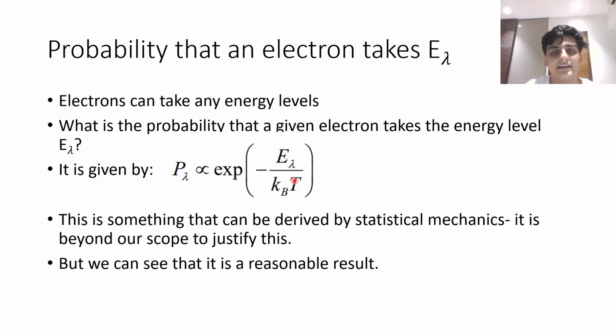Whereas if you increase the temperature, then for a given energy, the likelihood increases. Supposing my E lambda is the third excited state, for example, then the likelihood that my electron takes that third excited state increases with temperature. That means for a given higher energy, if I increase the temperature, the probability should increase, which again corroborates with this exponential term. So that's why it's a reasonable result. But the exact derivation of this is beyond the scope of what we are currently dealing with.